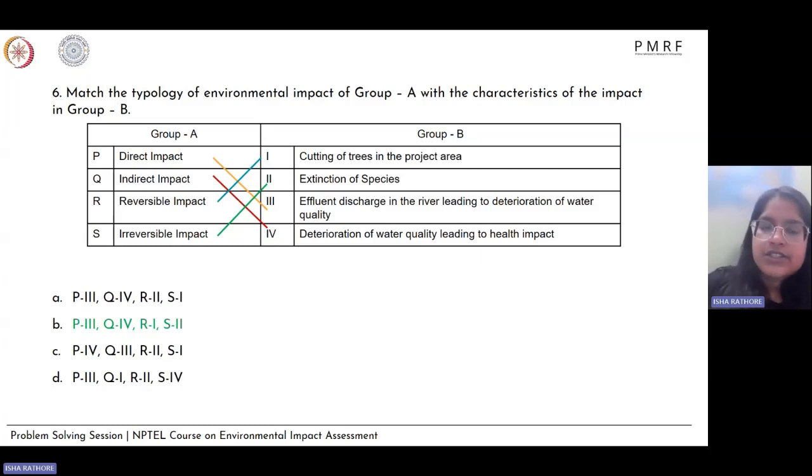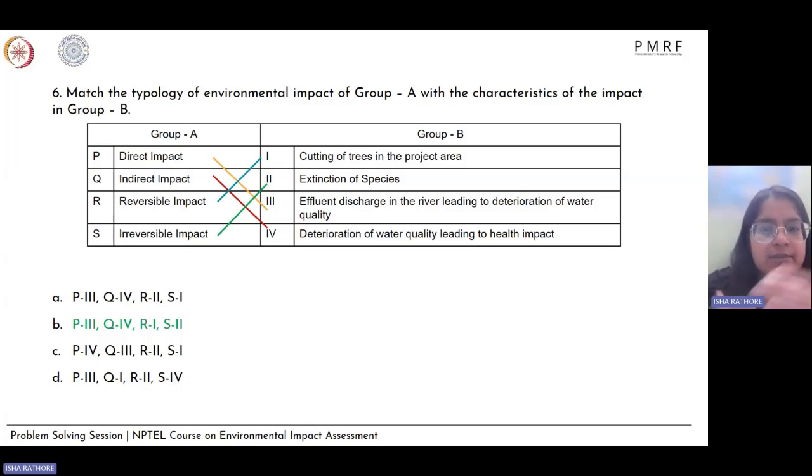So when you have direct discharge of wastewater or industry water into your water bodies, it causes direct pollution. So this is a direct impact on water. Then Q, indirect impact, it matches with 4. It is the deterioration of water quality leading to health impact. Because of this discharge of wastewater into the river, the water quality has degraded. So that is the direct impact. But the indirect impact is on the human health of those who are consuming this water from this river. So the example for indirect impact is 4.